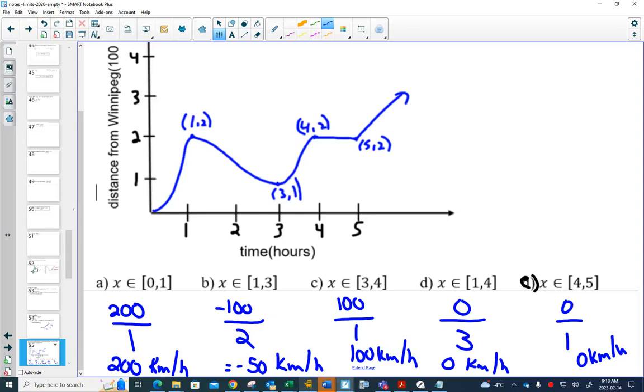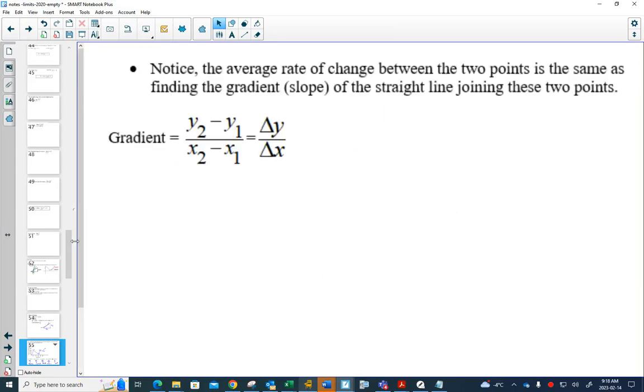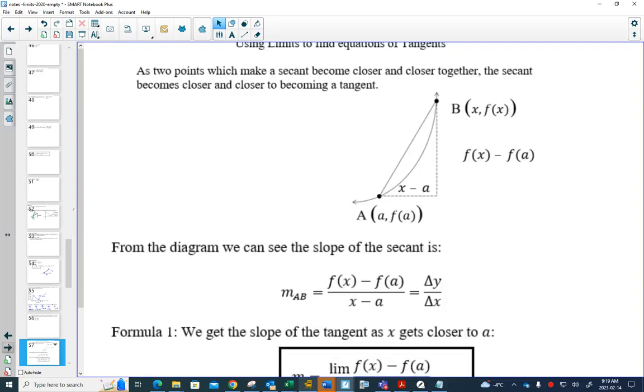So our average rate of change is just that, figuring out from one time to the next, how far you've gone, and what has happened on average over those times. So all we did was calculate the slope. So where's this going? And how is this connected to limits?